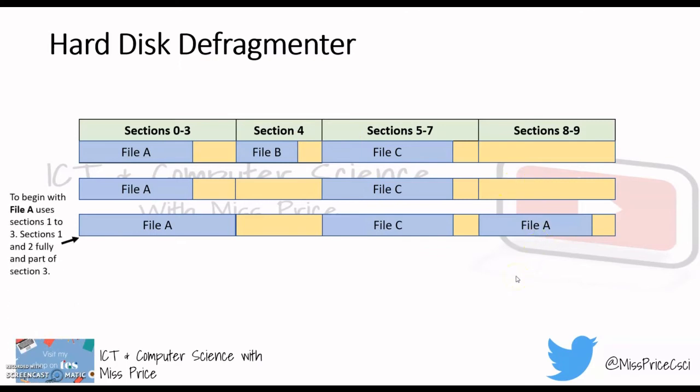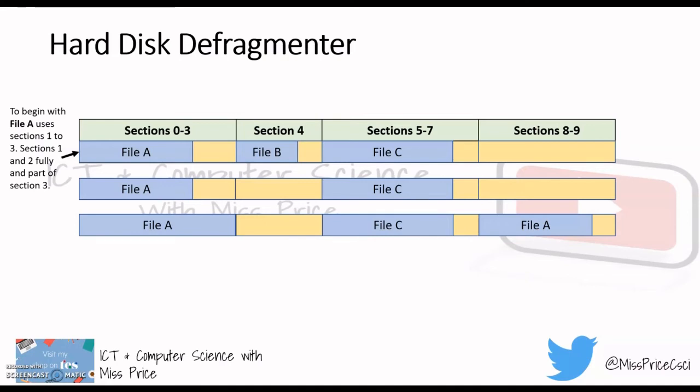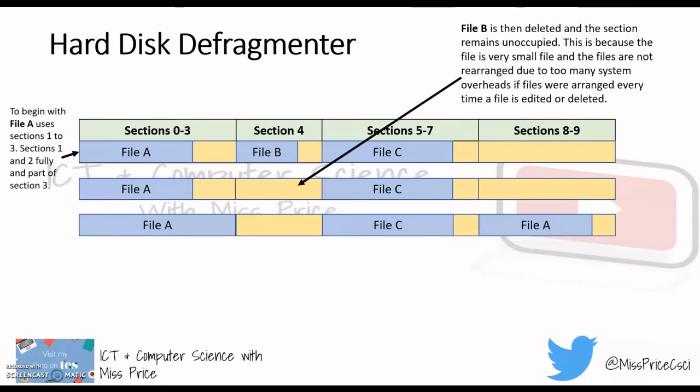To begin with, file A uses sections 0 to 3, that is sections 1 and 2 fully, and then part of 3. You can see here. Then file B is deleted and a section remains unoccupied. This is because the file was very small and they're not rearranged due to many system overheads.